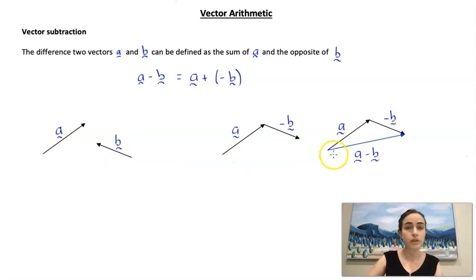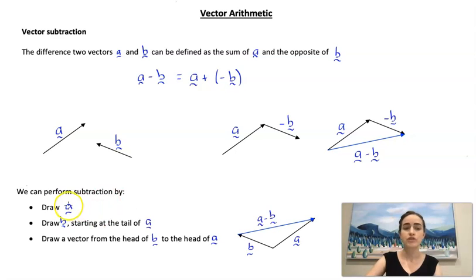Now this isn't the only way to geometrically represent a subtraction. Let's have a look at another. So the other method is that we can draw both our vectors A and B and start them at the same position so their tails are joined. And then we can draw a vector from the head of B to the head of A. And that will give us that same subtraction vector that we had using our other method.